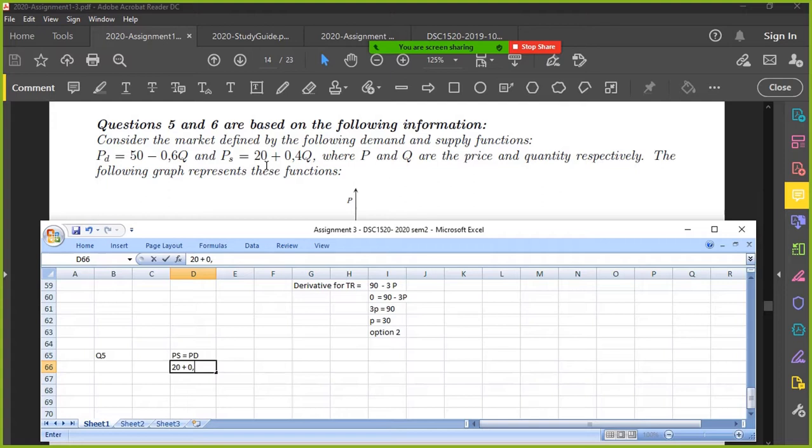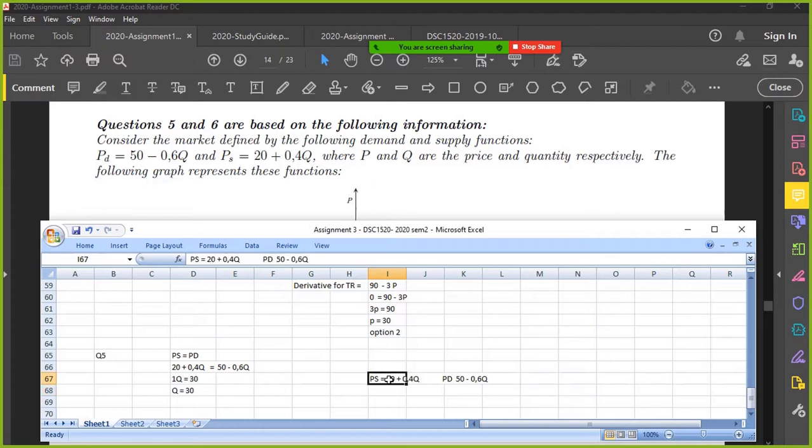20 plus 0.4Q equals PD. PD is 50 minus 0.6Q. Okay, solve. Take everything to one side. That goes to that side, becomes a plus. I'm going to have 1Q equals 50 minus 20, which is 30. So Q equals 30. Once I've got Q equals 30, then I can just plug it into one of those equations. It doesn't matter which, actually. I'll show you both.